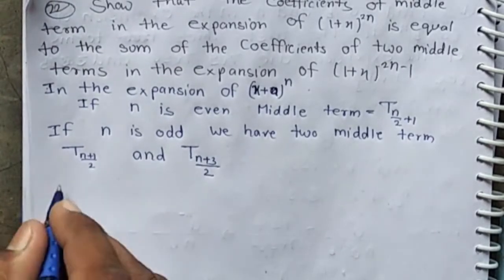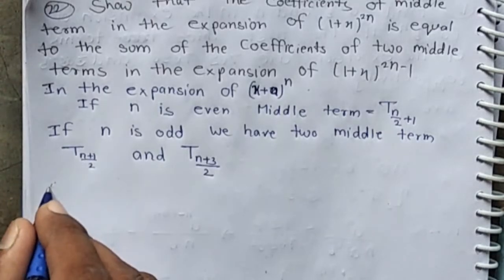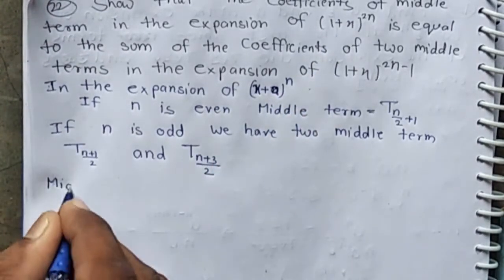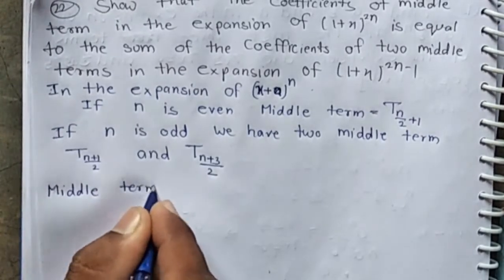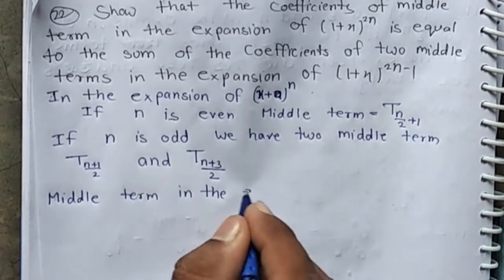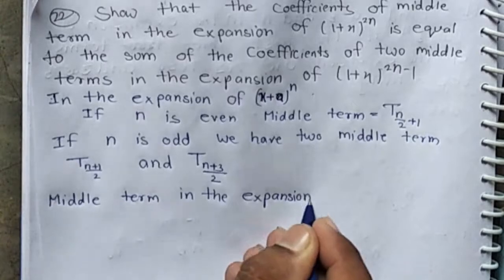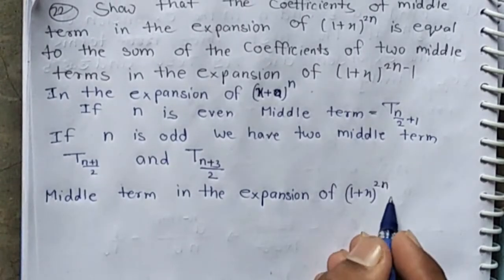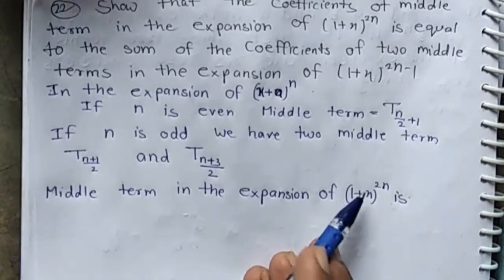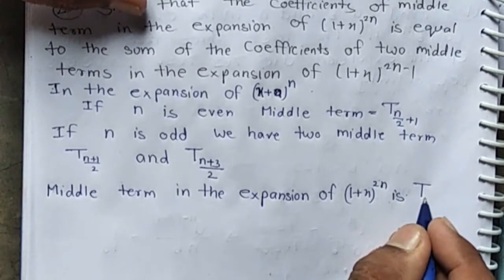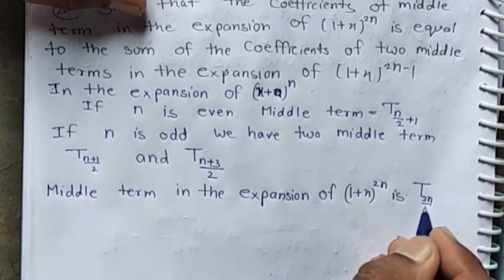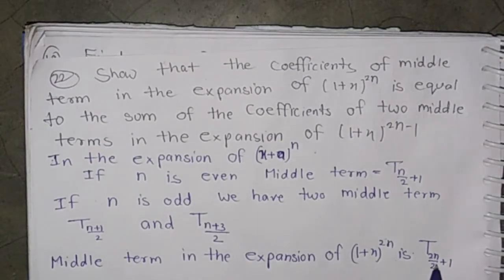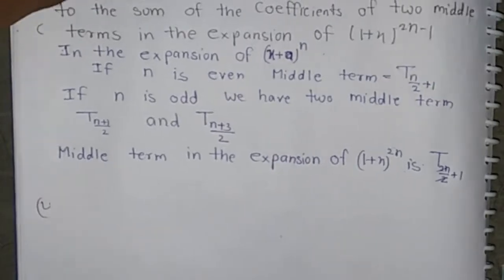Now according to the question, the middle term in the expansion of (1 + x)^2n, since 2n is even, is T(2n/2 + 1), that is, the middle term is the (n + 1)th term.